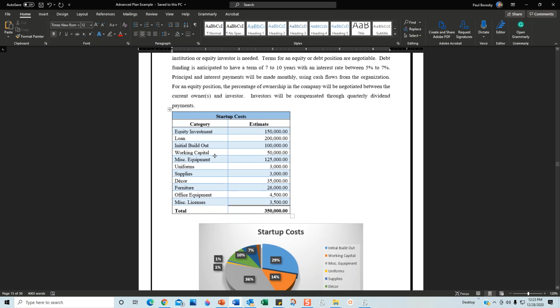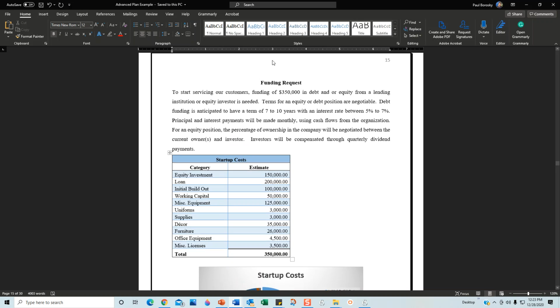Next is going to be the categories. You do want to specifically state a dollar amount up here to show that you know exactly how much you need. But when you get down here into this right here, you want to break these categories down. You want to be a little bit general. You want to give yourself a little bit of wiggle room. You want to show that you know precisely how much money you need, but you don't want to lock yourself into specifics, and you want to give them general dollar amounts down here in the categories. For example, working capital, uniform supplies, decor, uniform, miscellaneous licenses, and so on.